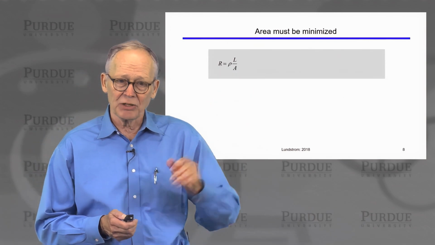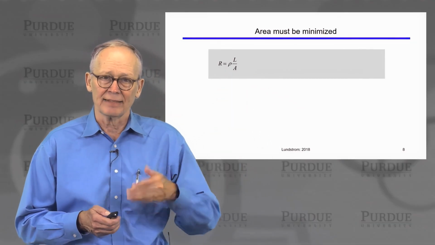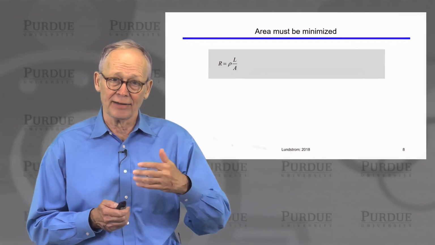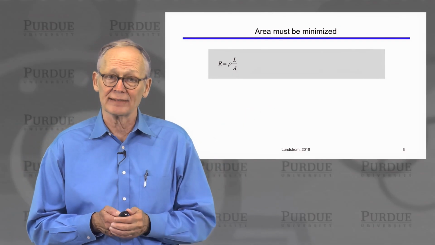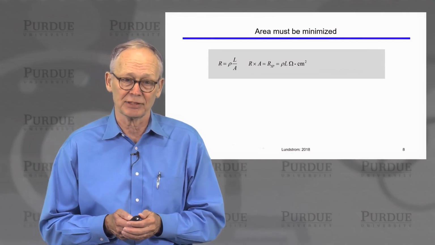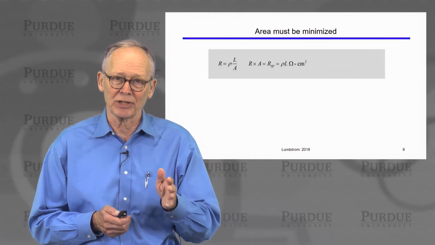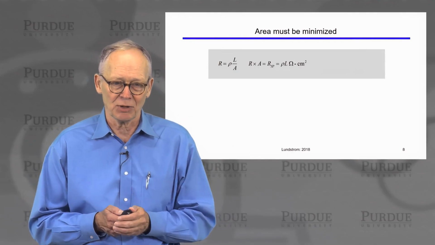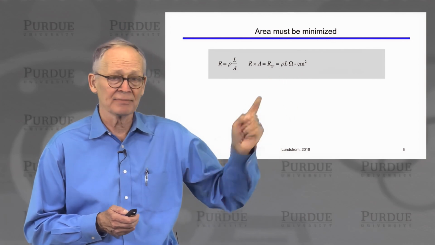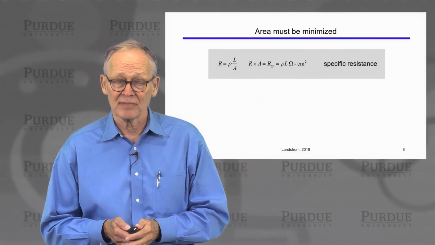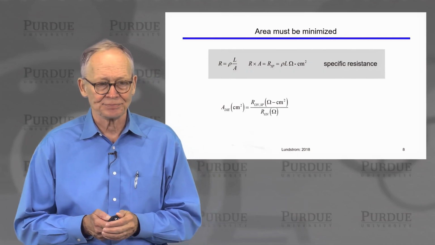Okay, so area must be minimized. We know that the resistance of any resistor is the length of the resistor divided by the area of the resistor, the cross-sectional area for current flow, times the resistivity of the material that the resistor is made from. We're going to be interested in the product of the resistance times area because we want both of them to be small. So that means we're interested in the product of the resistivity times the length of the resistor. This is what we'll call the specific resistance, and this is what we'll consider for a time.